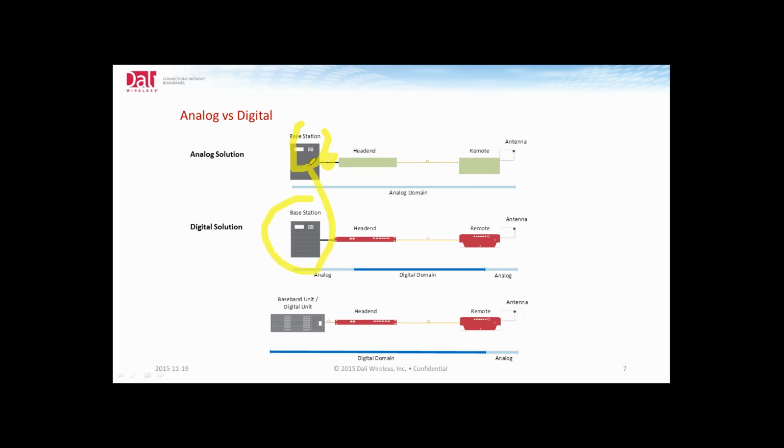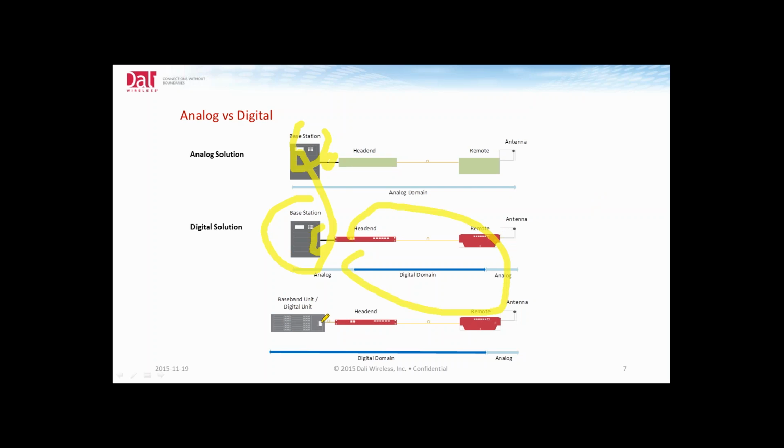In the digital solution, you've got the same base station, the same coax cable connection into the head end. At the head end, that analog signal from the base station, the analog RF, is converted into a digital signal, and that digital signal is sent over the fiber to the remote. And the key here is you can see that all of the transmission is in the digital domain.